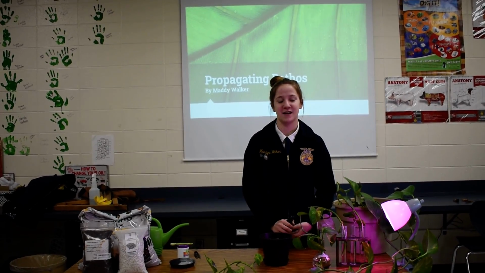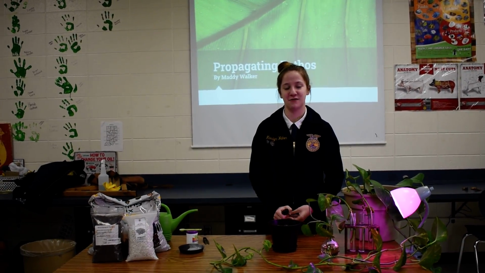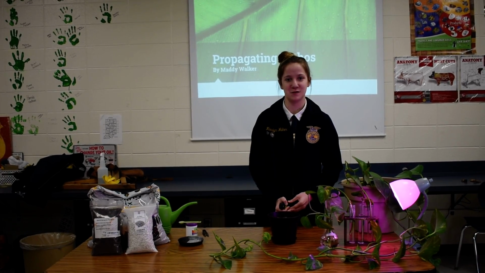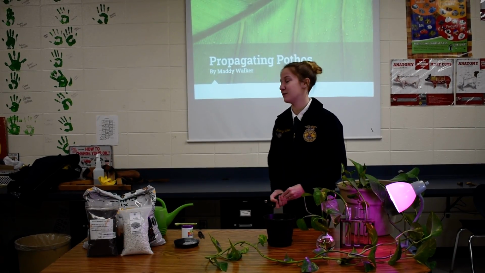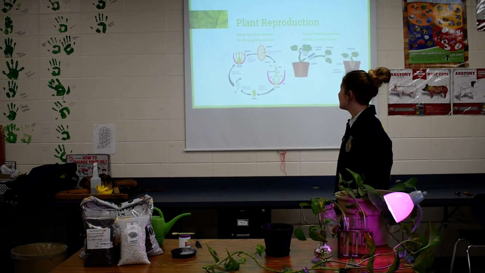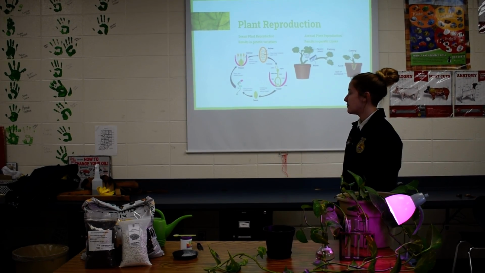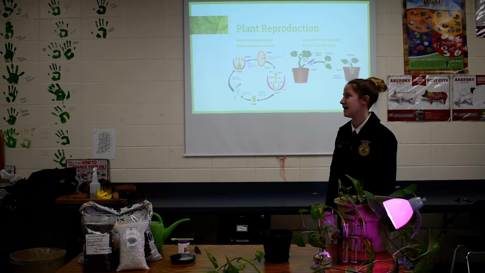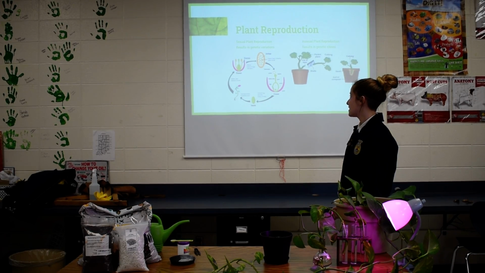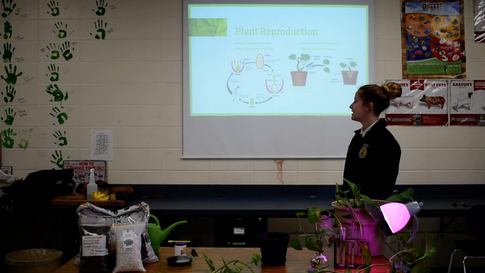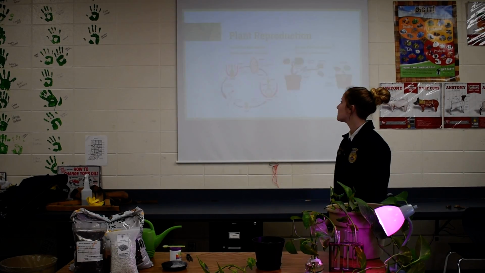My name is Maddy and I'm here today with the Cascade FFA chapter, and I will be showing you how to propagate a pothos plant and different types of plant reproduction. In plant reproduction, there are two different types: sexual plant reproduction and asexual plant reproduction. Sexual results in genetic variations, and asexual results in genetic clones.